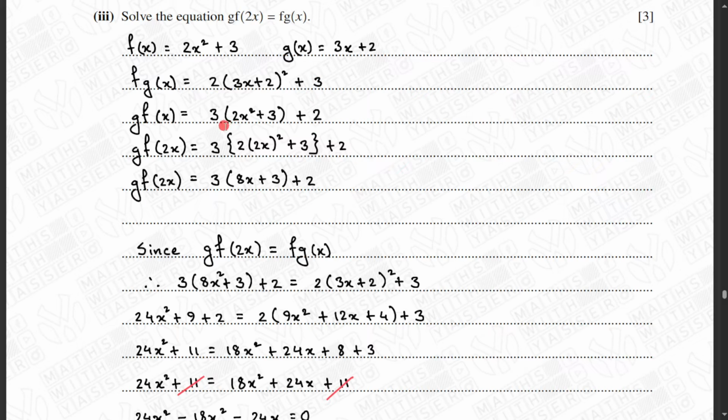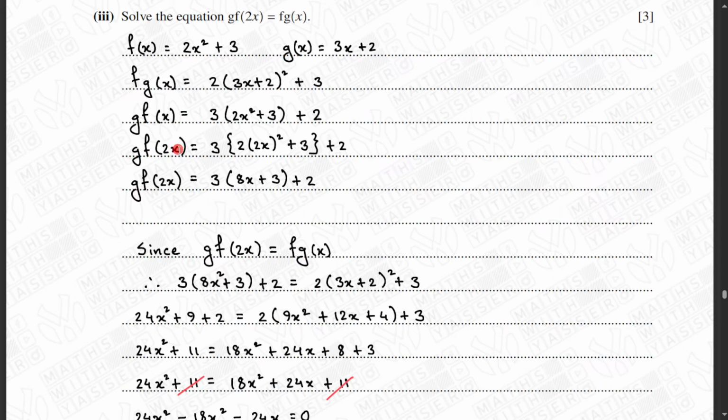And gf of x will be 3 within brackets 2x squared plus 3, plus 2. So now we are substituting 2x squared plus 3 into this equation. So this is the function fg of x and this is the function gf of x.